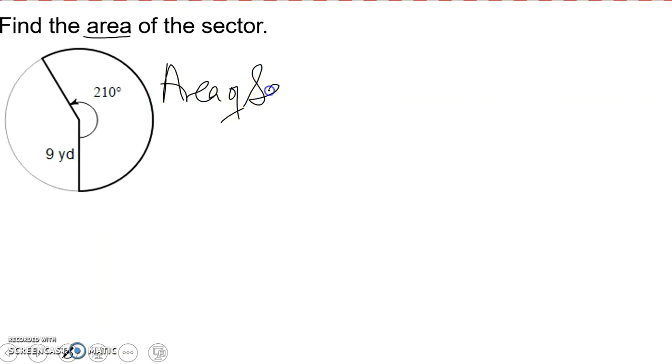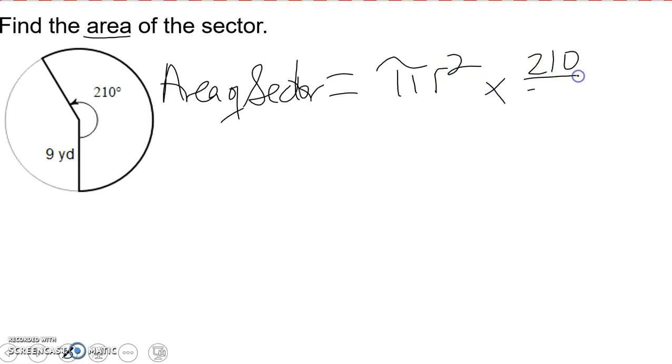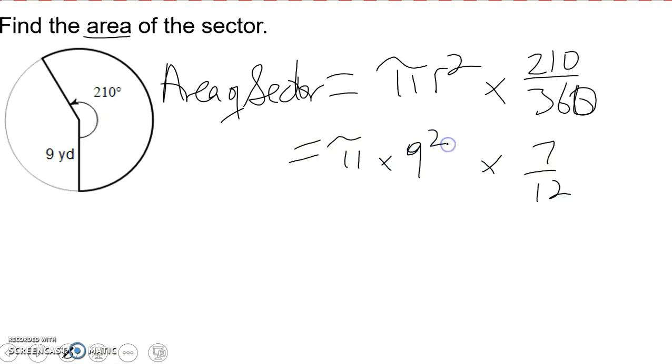is going to be a part of the area of a circle. So find the area of a circle, which is pi r squared, and then multiply by the fractional part of the angle again. So that's still going to be 7 over 12. And that's pi, the radius is 9 squared, which is 81, times 7 over 12. Okay, don't forget the pi.